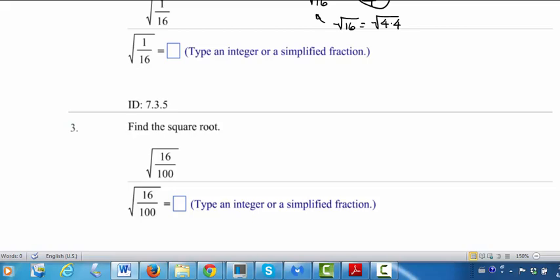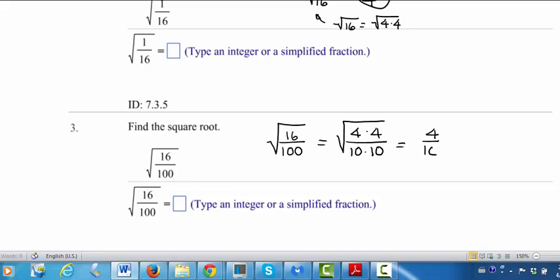Same thing with this problem. We have the square root of 16 over the square root of 100. We can think of that as 4 times 4, 10 times 10. Right, so we get 4 over 10. The only thing is here that we're not simplified, right? So we need to make sure we simplify our answer, and that can reduce further to 2/5. So our answer is 2/5.